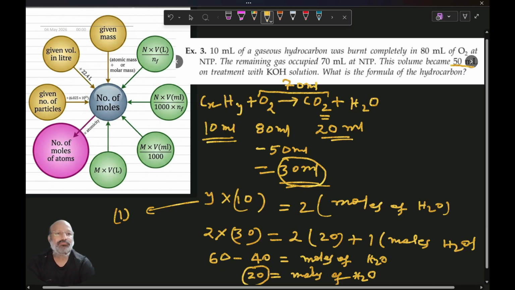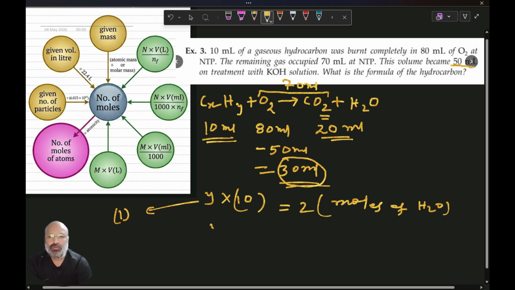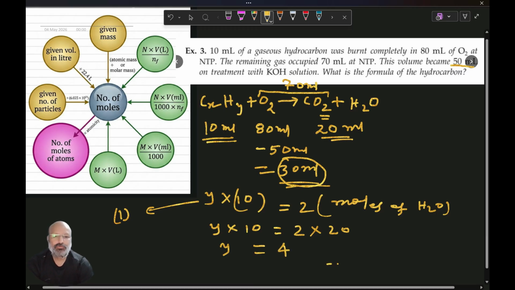So how will it come out? Let's erase something. So now y into 10 is equal to 2 into 20. Therefore, y is equal to 4. Therefore, the molecular formula is C2H4. That is the answer.